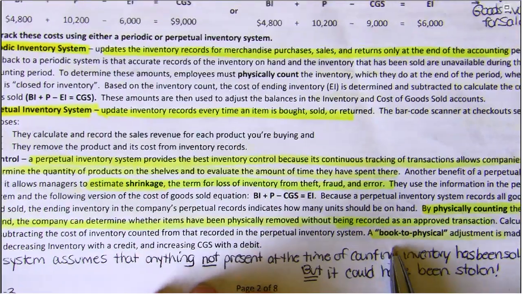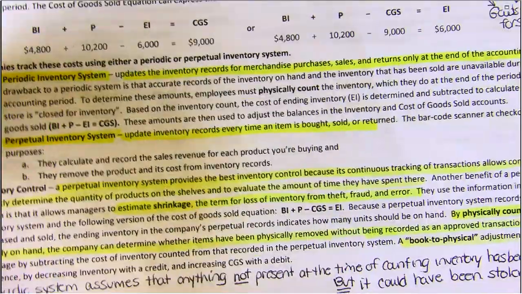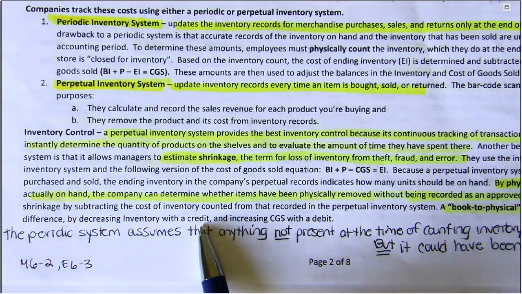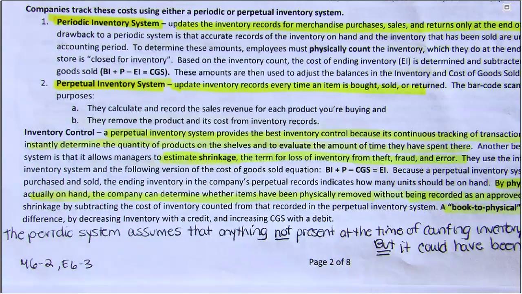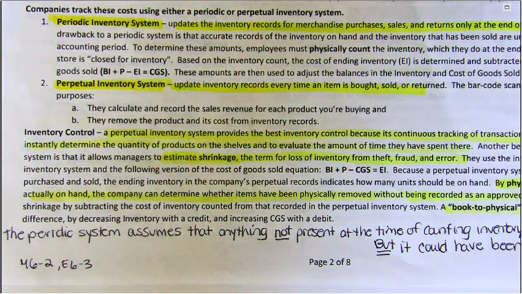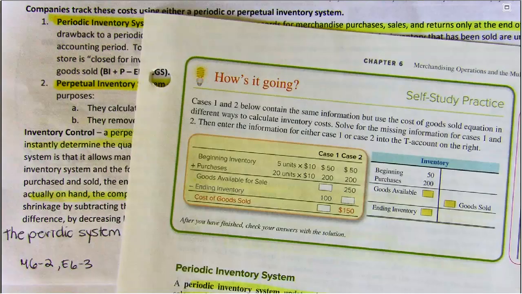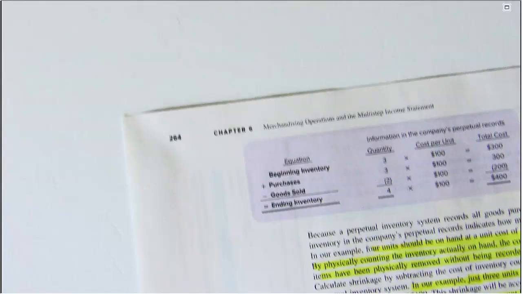Sorry, the notes are hard to see there. A book to physical adjustment, and what we do there is we reduce the inventory account with a credit because it's an asset, and we debit the cost of goods sold with a debit. That would be obvious. Okay, let's see if we can use an example of this from our text.